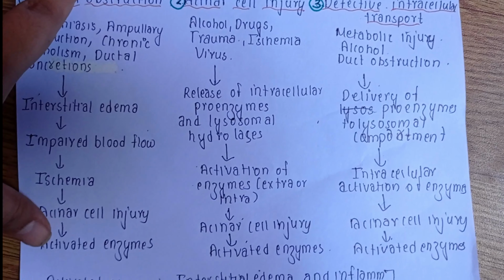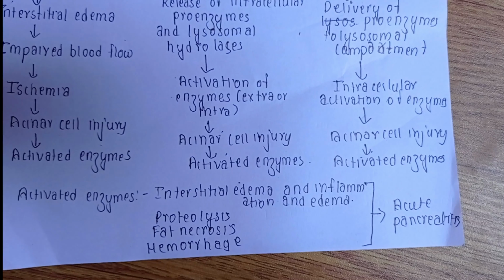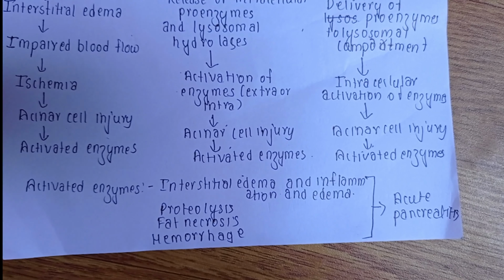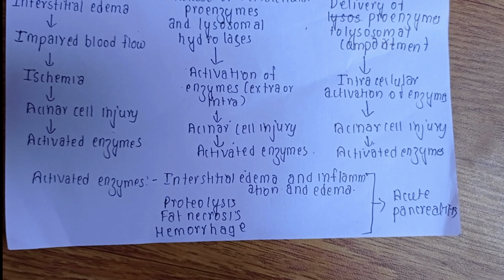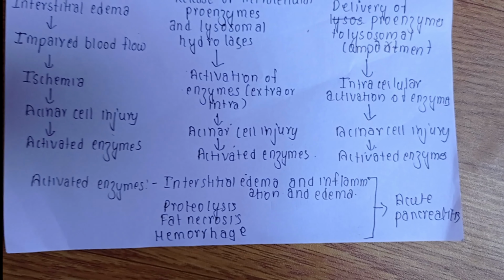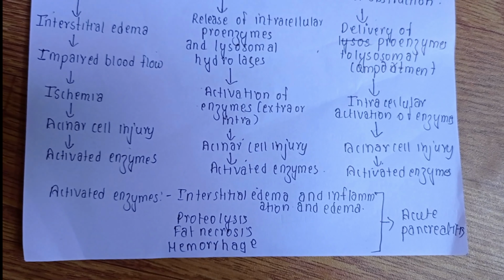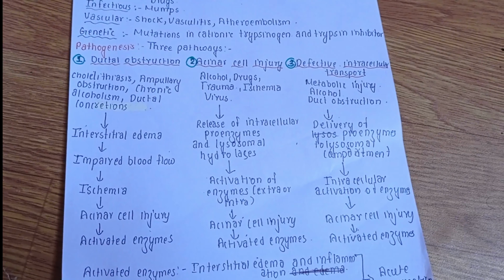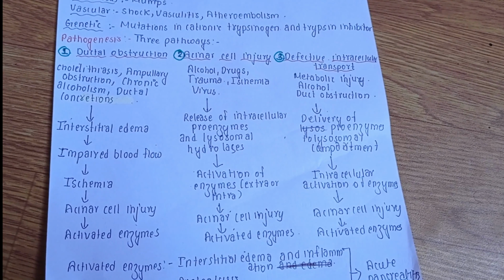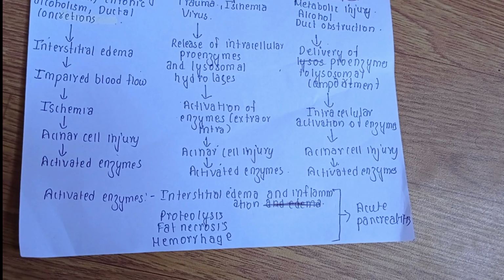So what will happen after activation of enzymes? After the enzymes are activated, there is interstitial edema, inflammation, proteolysis, fat necrosis, and hemorrhage, which leads to acute pancreatitis. So we see here the ductal obstruction, acinar cell injury, and defective intracellular transport. All these three pathways result in acute pancreatitis.